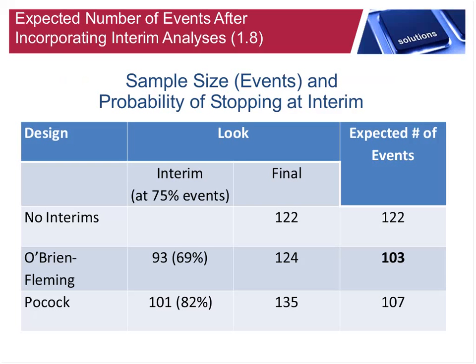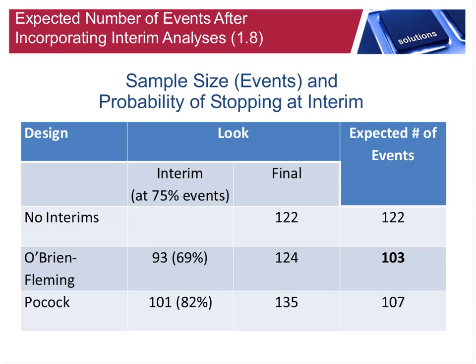Then we have two types of what we call spending functions, and people who are not statisticians don't need to know everything about them. But O'Brien-Fleming is a less aggressive boundary, and the Pocock one goes more aggressively at the interim analysis, but it's spending more alpha. So how do these interim analyses help us? Well, with the 1.8 requirement, if we have no interim analysis, we are going to have the final analysis at 122 events, but the expected number of events is also 122 because we have no options to stop early.